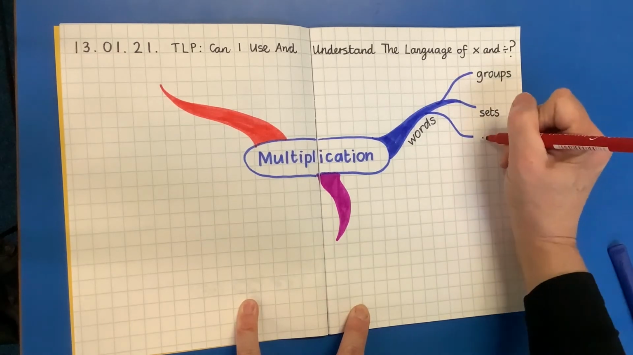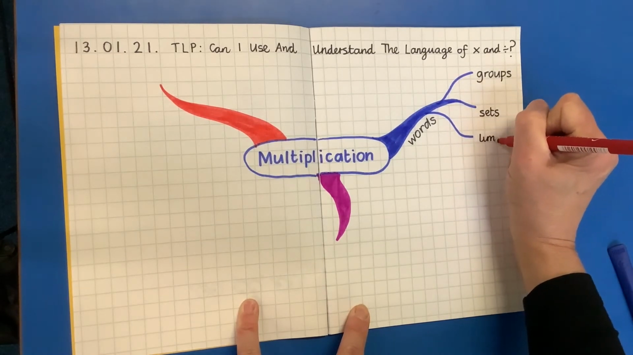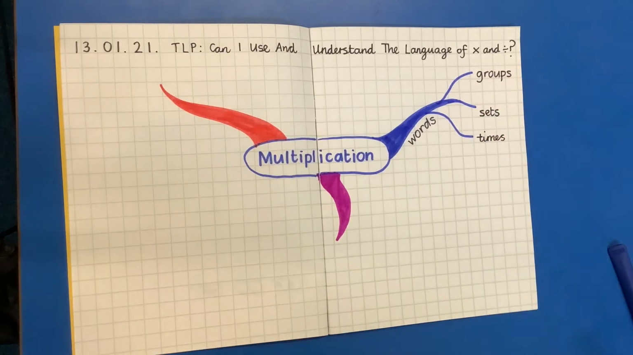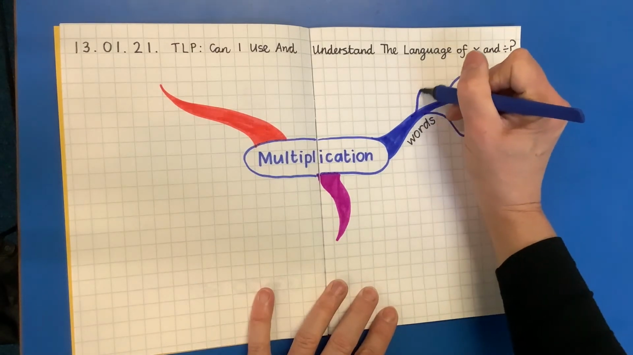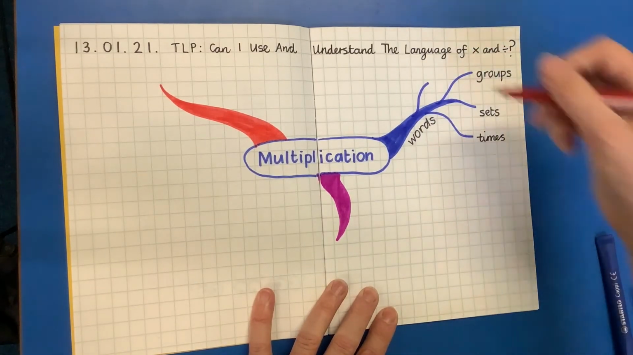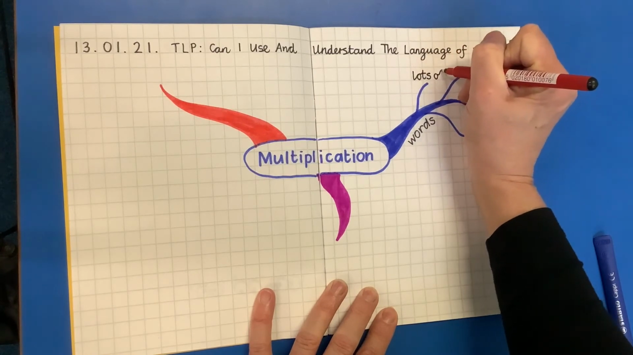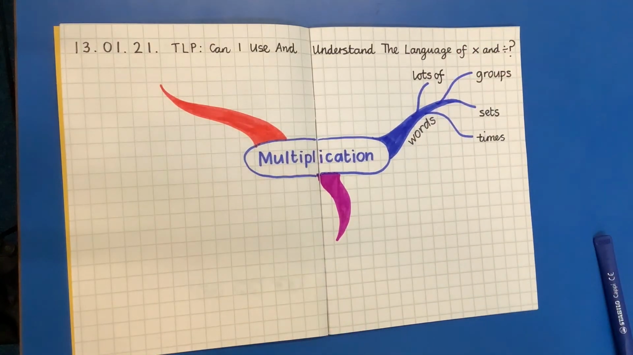So we've talked about getting groups of 2 so far, 2 times, 3 times and 4 times, if we think about today's fact of the day. And we've also said "lots of". I've gone to get 4 lots of 2. So today's mind map is thinking about the language we use. These words are talked about a lot.